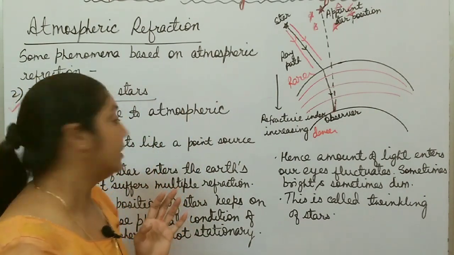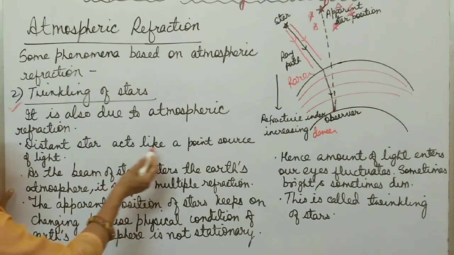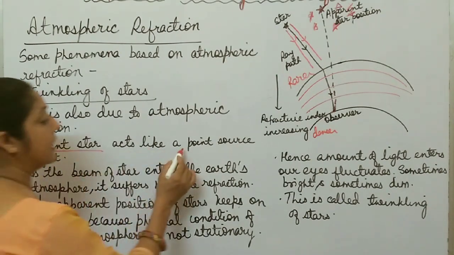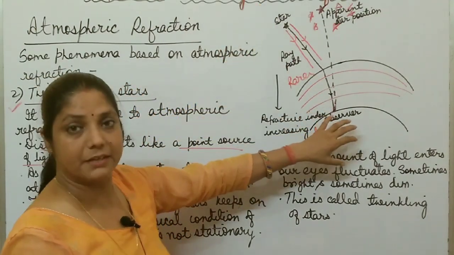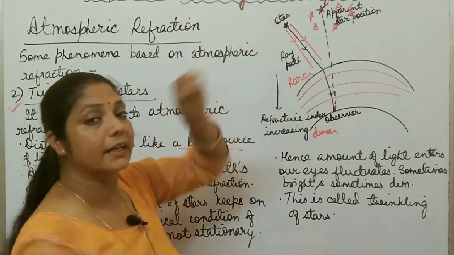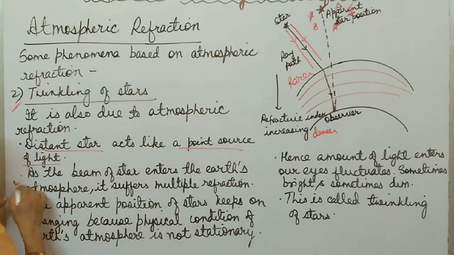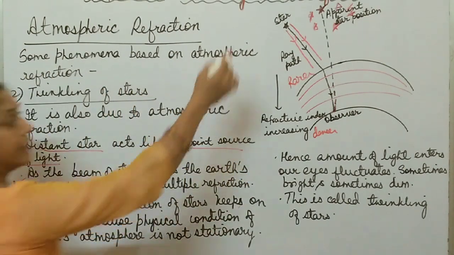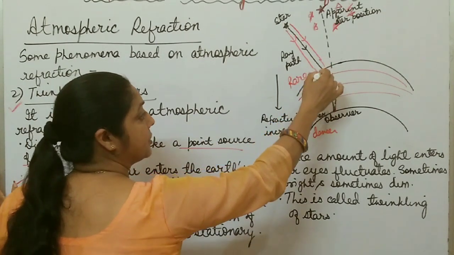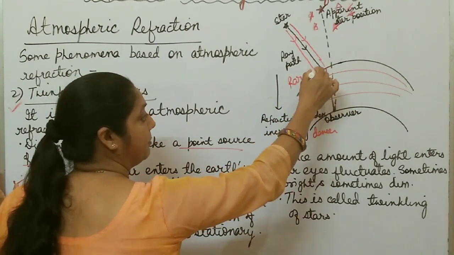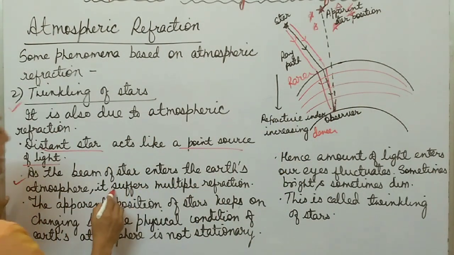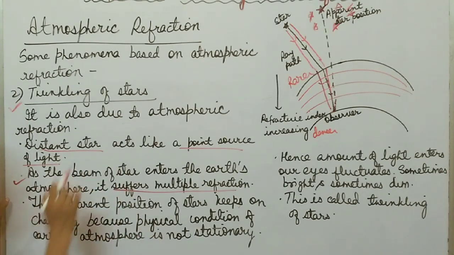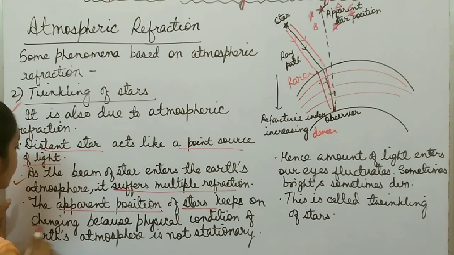Is it okay? So you can write: distant stars act like a point source of light. This star is very far from the Earth's surface, so this star acts like a point source of light. As the beam of the star enters the Earth's atmosphere, what happens? It changes its path, and by the time it reaches the observer's eye, it suffers multiple refraction. It changes its path at every point in the Earth's atmosphere. The apparent position of the star keeps on changing.